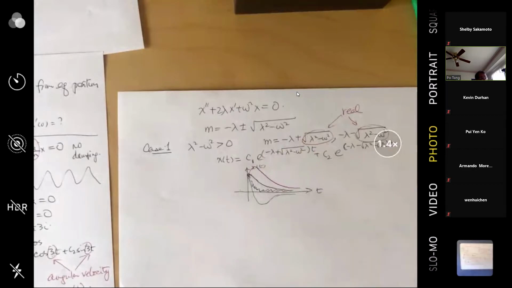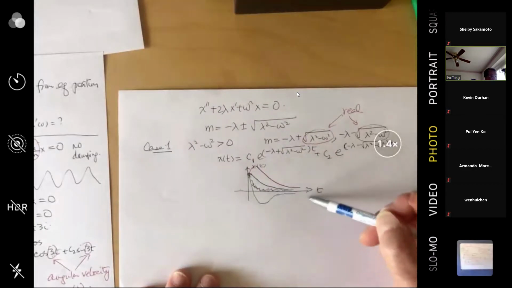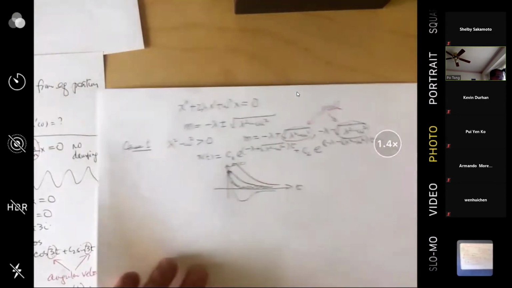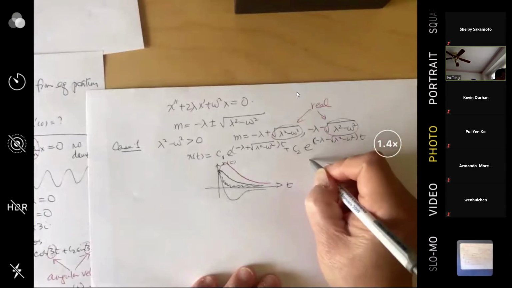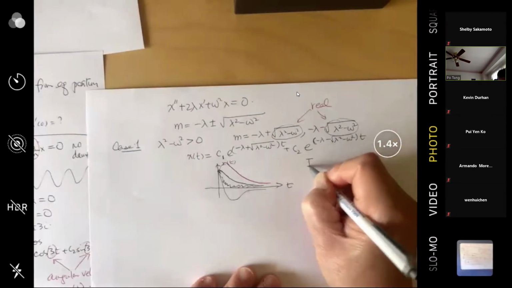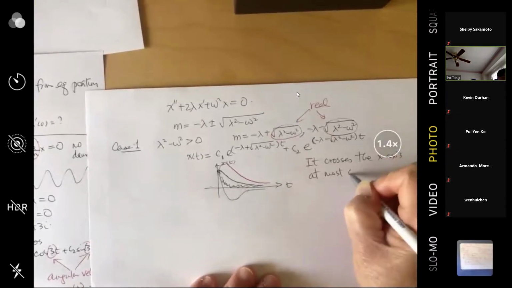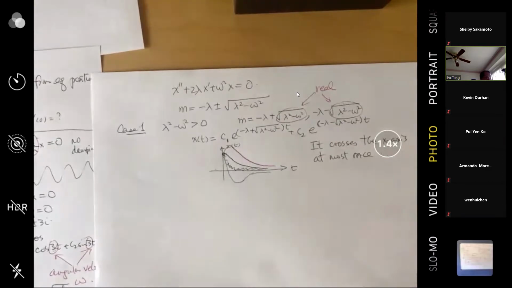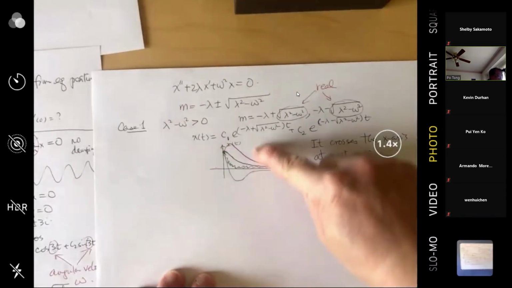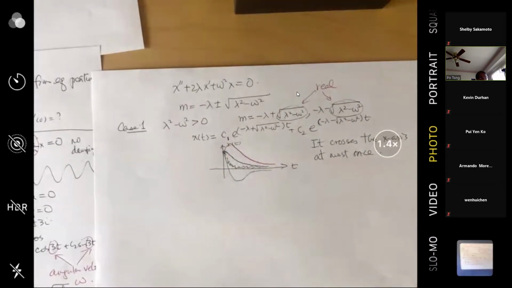So basically what happened is that it's not going to go down, come back up, going down, up, up, up. It crosses the x-axis at most once. That means it cannot be just a sinusoid that keeps bouncing. How do we know that? We can actually show it, by doing the following.